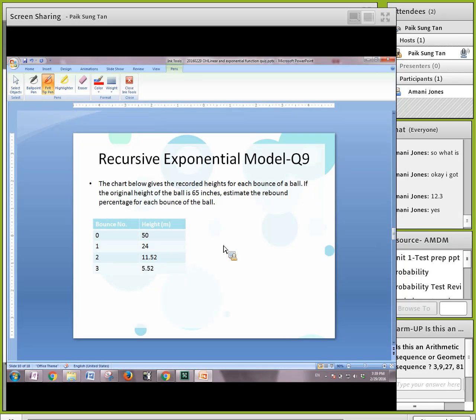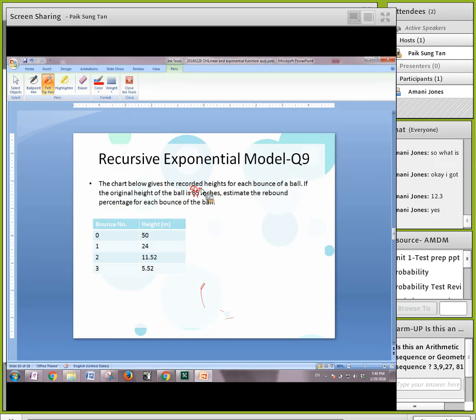All right, next question. The chart below gives the recorded height for each bounce of a ball. If the original height of the ball is 65 inches, no, it's 50 inches, because my table has 50 and I have 65 here. 50 inches. Estimate the rebound percentage for each bounce of the ball. This is similar to questions from your assignments. They also will ask it in a quiz. You might get it or you might not.